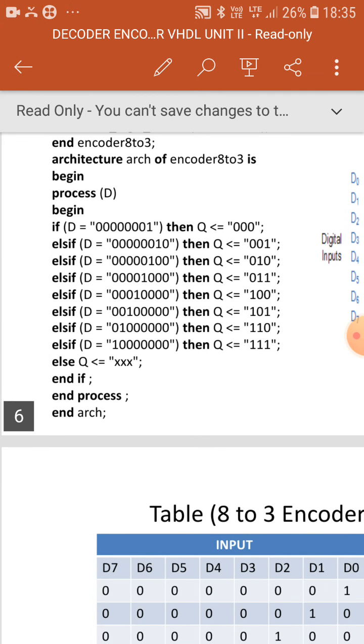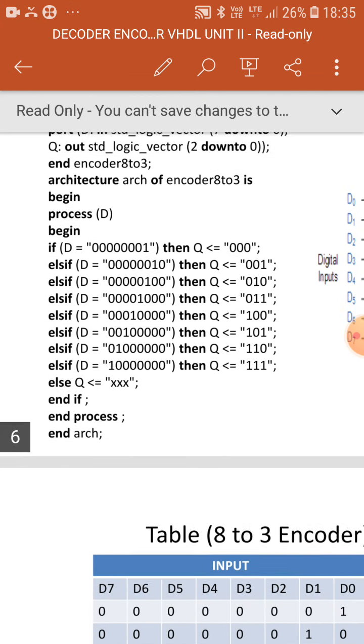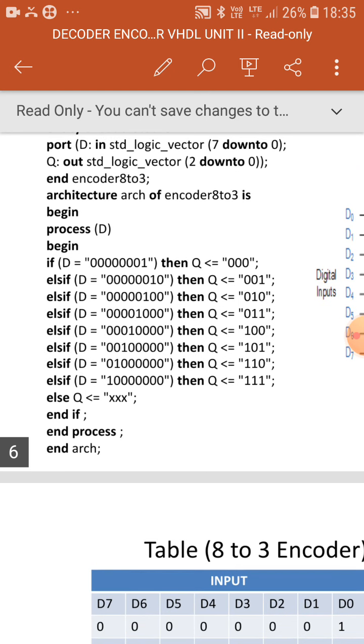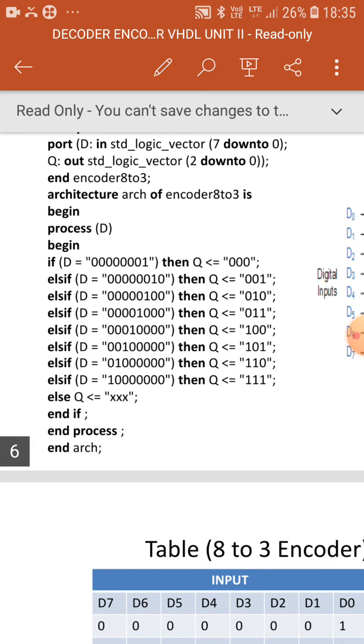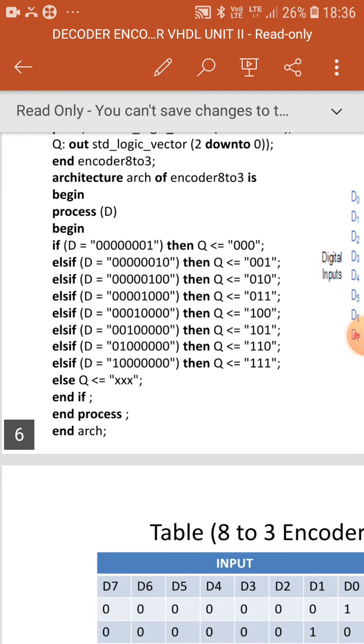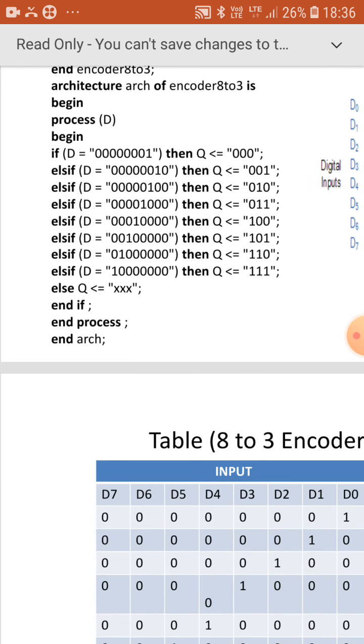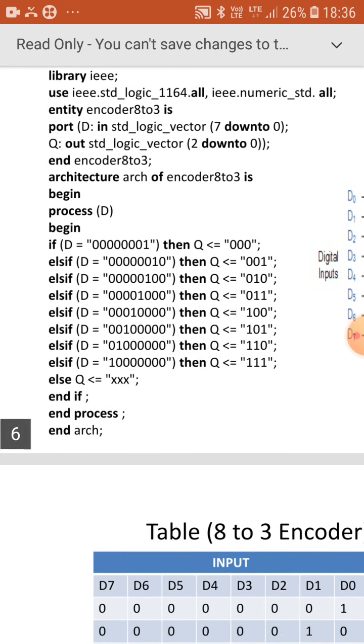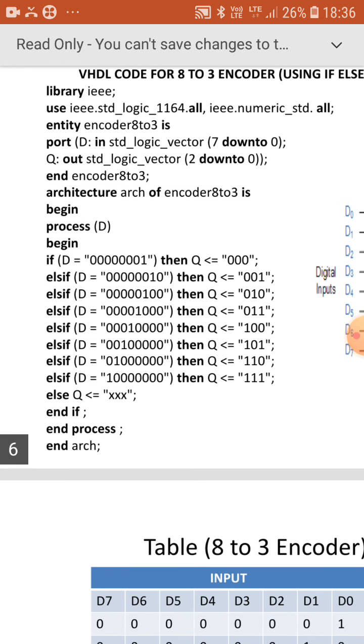In the architecture part, the first line will be architecture, then the architecture name, of, entity name. In this program, the entity name is encoder823. Arc is the architecture name. Next you have to use begin. In this program, I am using process and if else statements.